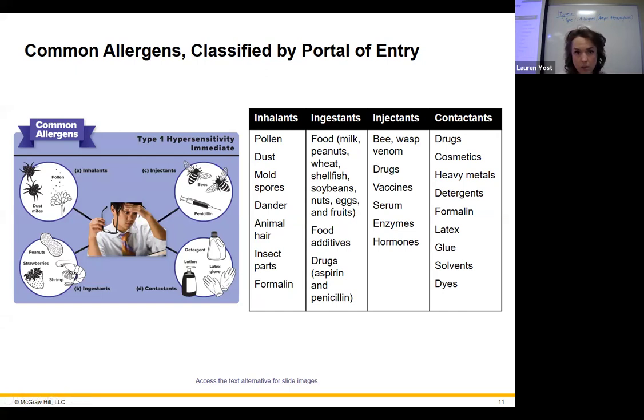So injectants, things that are literally injected into you. And then contactants, things that you contact, whether that is, again, more drugs that you apply onto your skin, for example. Certain types of cosmetics or their ingredients. We have heavy metals, detergents. A lot of people are allergic to laundry detergent.